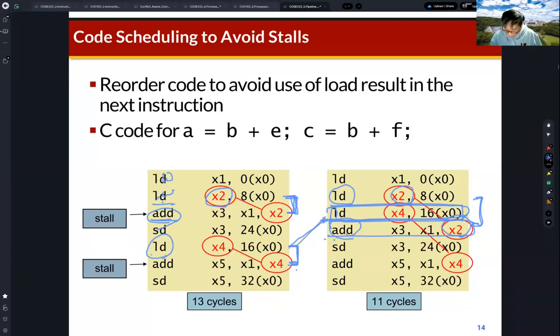Also, we can observe the data hazard between this load and add instruction, but by inserting other instructions, we can increase the distance between the load and this add instruction pair. So we can avoid the data hazard. Okay, so using the compiler optimizations, we can avoid the data hazard like this.